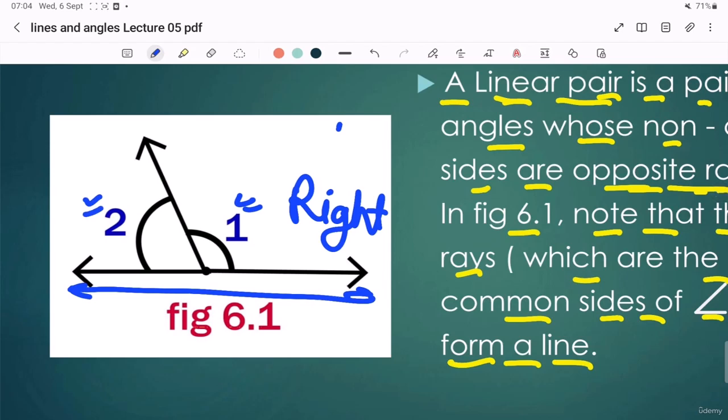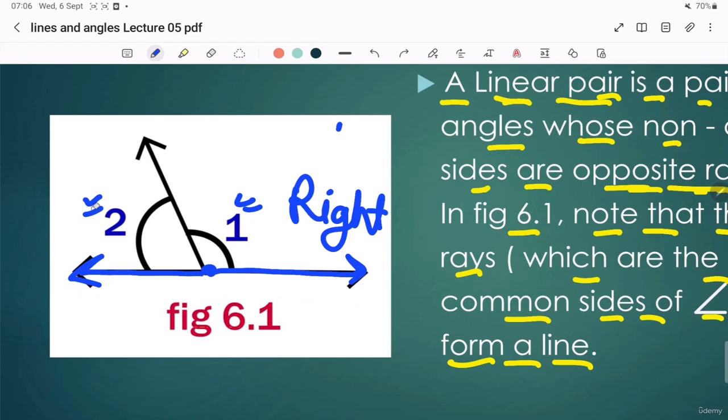Non-common arms, or you can say non-common sides, must form a straight line. So for angles to be a linear pair, they must fulfill three conditions. First, they must have a common vertex. Second, they must have a common arm, or you can say common side. Third, non-common sides or non-common arms must form a straight line. As you can see, this is a non-common arm and this is also a non-common arm. They are forming a straight line.